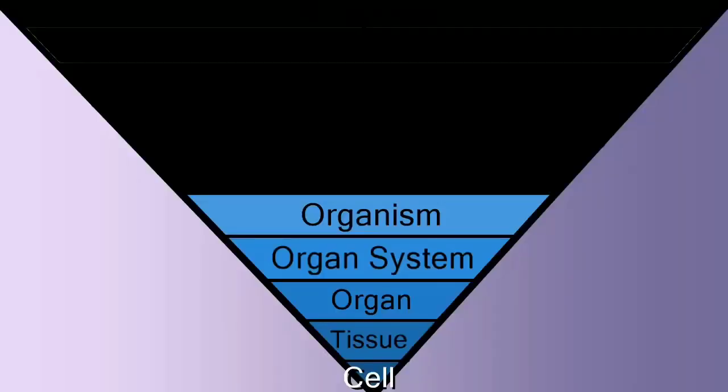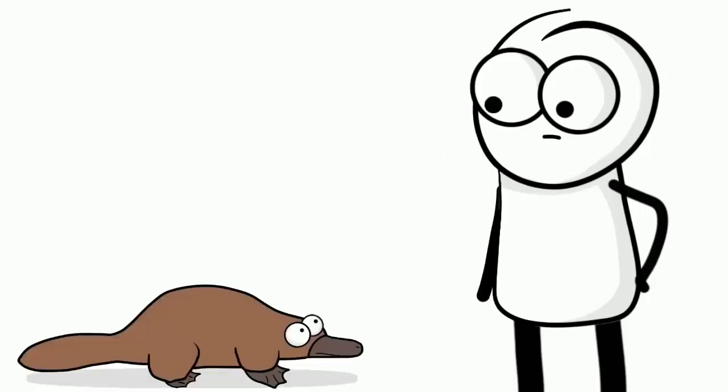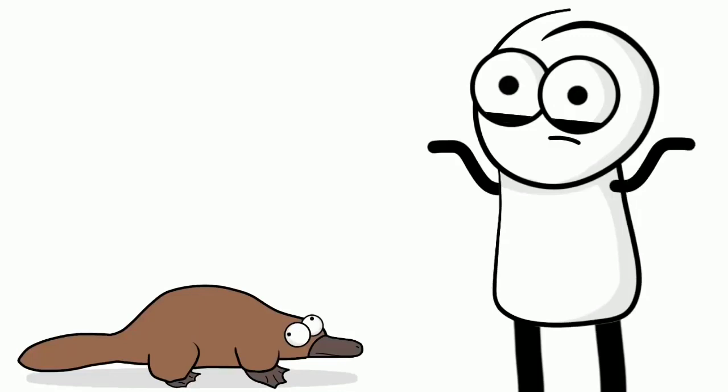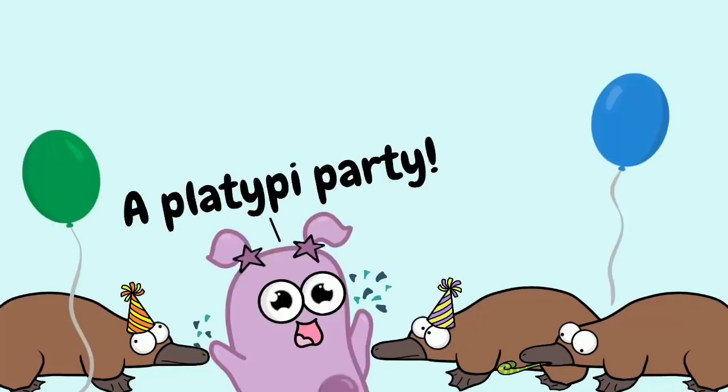But tie in all of the organ systems and what do you get? An individual, an organism, like you, or this platypus. He's got organ systems too. Now, if you have a lot of platypus together, what's the plural of platypus? According to dictionary.com, you can say platypi, which sounds especially fancy.